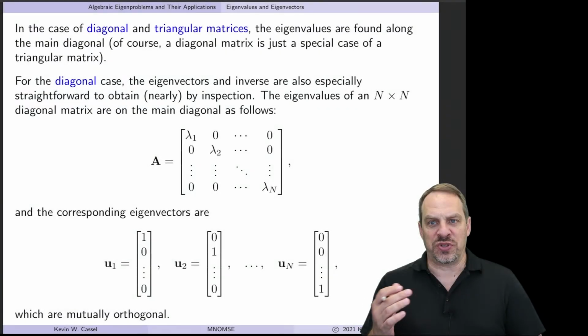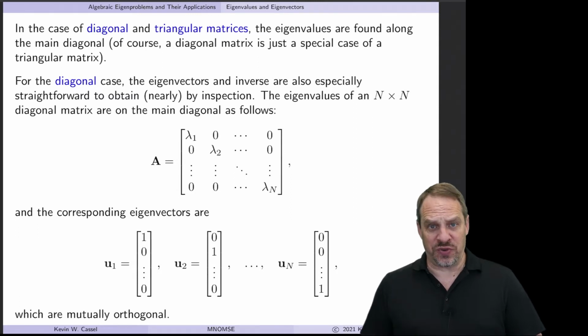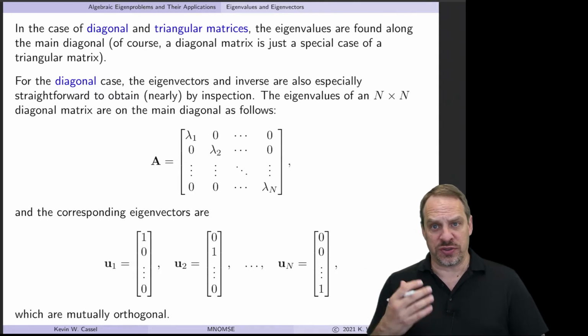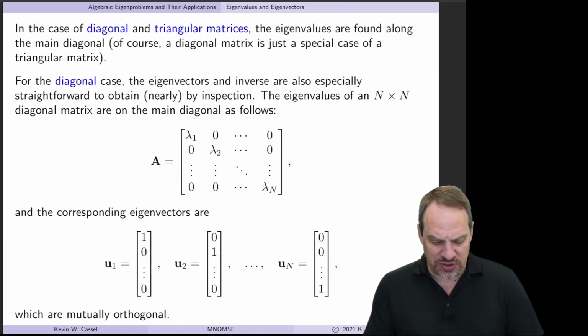In the last couple of videos, we talked about how to get the eigenvalues and eigenvectors. We did some examples, and now I just want to finish up with some remarks and some facts about these eigenvalues and eigenvectors that will prove useful in the coming sections. First, let's look at the special case of diagonal and triangular matrices.